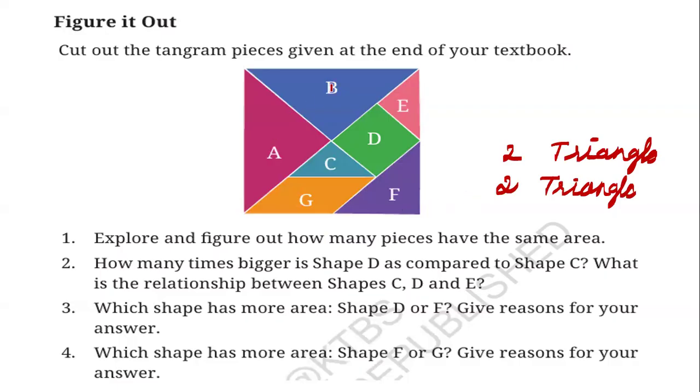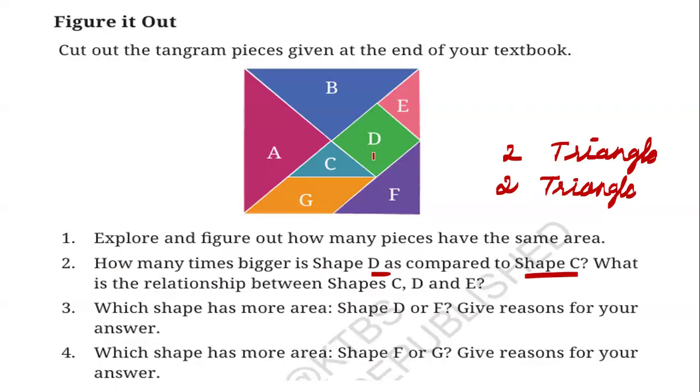This and this, combining this and this have same area. Combining all these figures have same area because this is a diagonal. You can calculate area using a formula. Next, how many times bigger is shape D as compared to shape C?